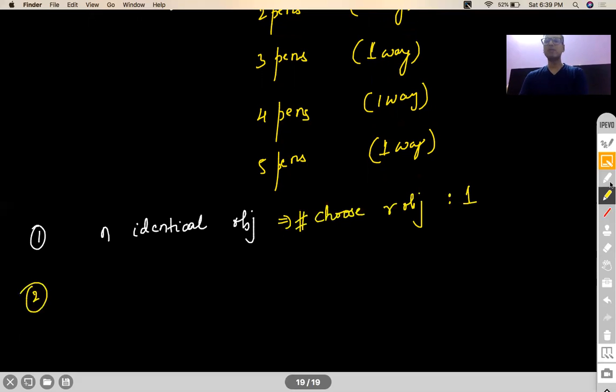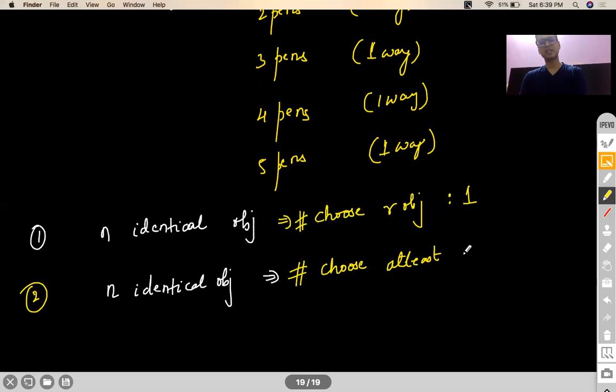Number 2, the conclusion I would like to discuss with you is that if you have n identical objects, then the number of ways to choose at least one object is going to be n. At least one object means, let's say there are n objects, you can pick 1, that is one way, 2, that is also one way, 3, that is also one way. Like that you can go till n, that is also one way. So 1, 1, 1, 1, n number of times, so that will be n ways.